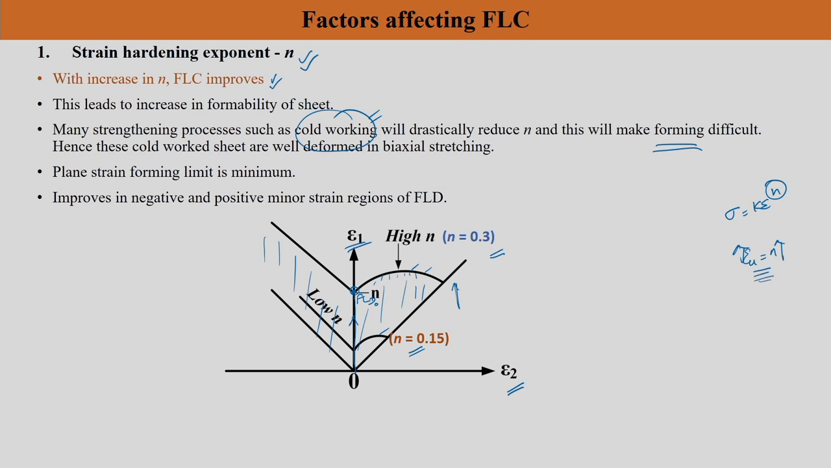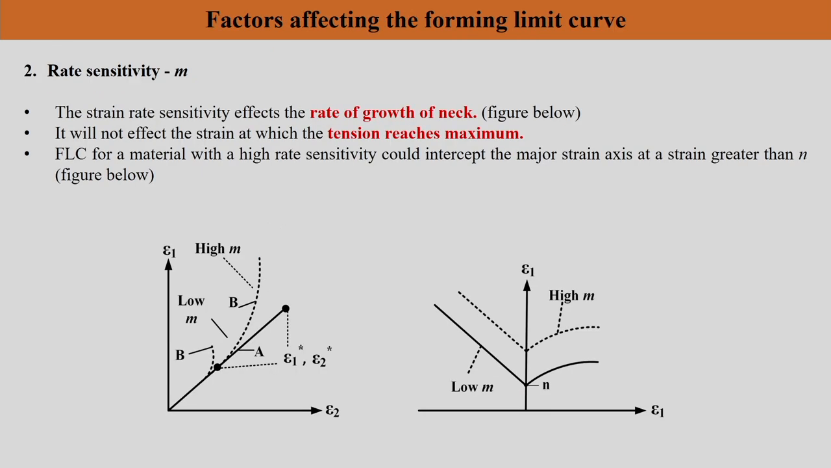Okay. So generally, with increase in n value, your forming limit is going to improve, which means that formability will improve. So the next important one is called rate sensitivity, M. So we say the strain rate sensitivity index M. Okay, this comes into picture when you go for, let us say, C epsilon dot power M.